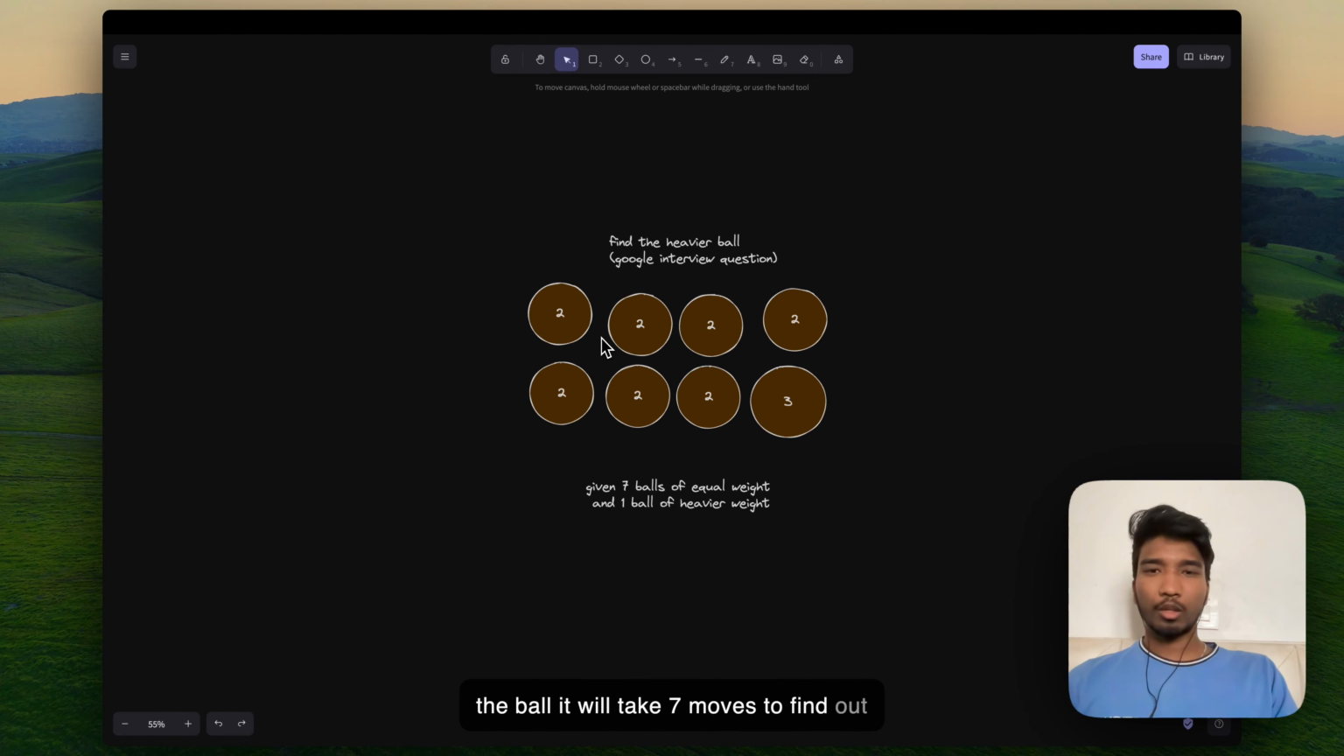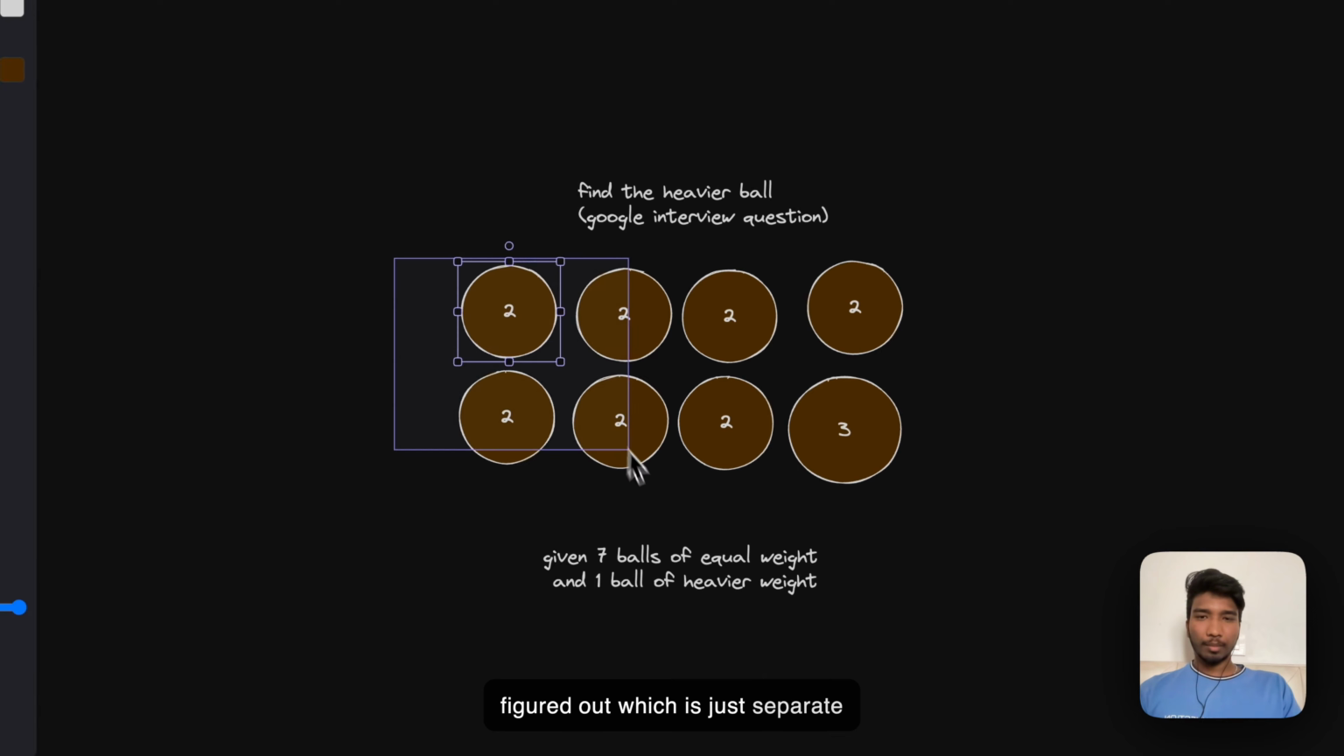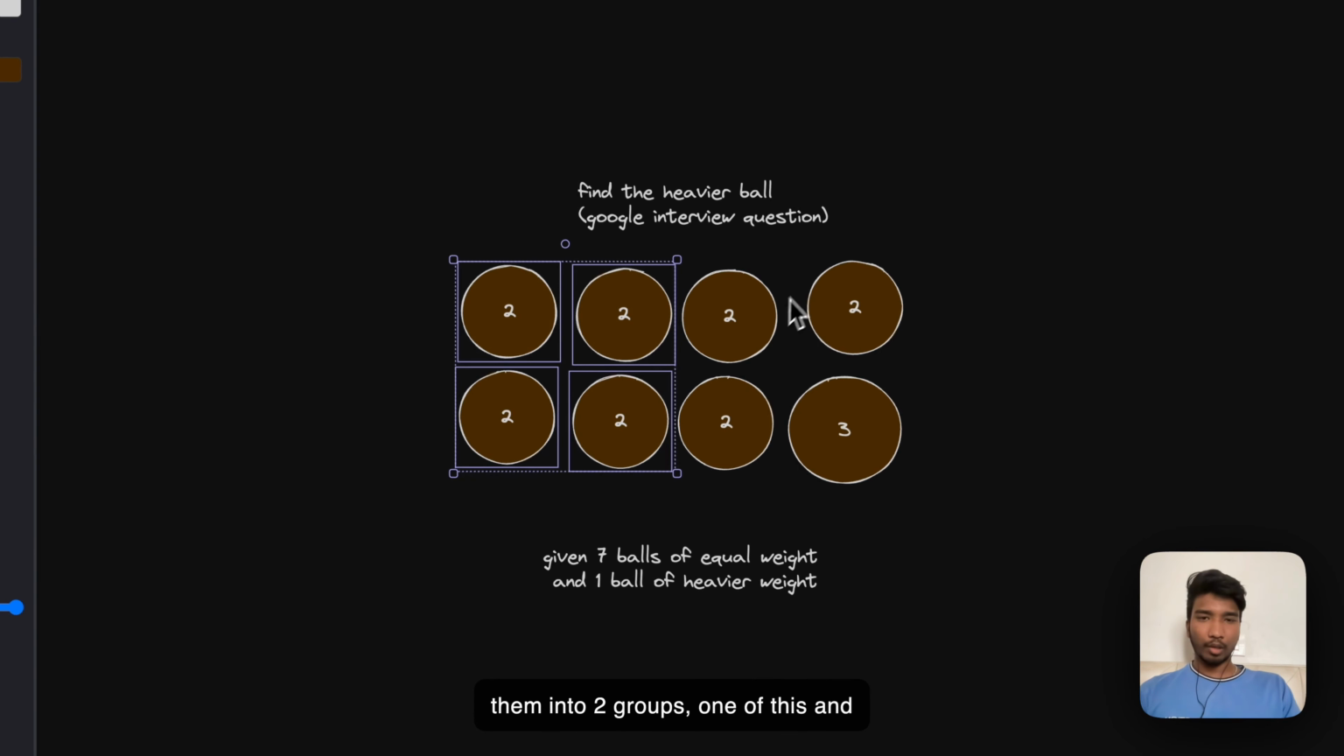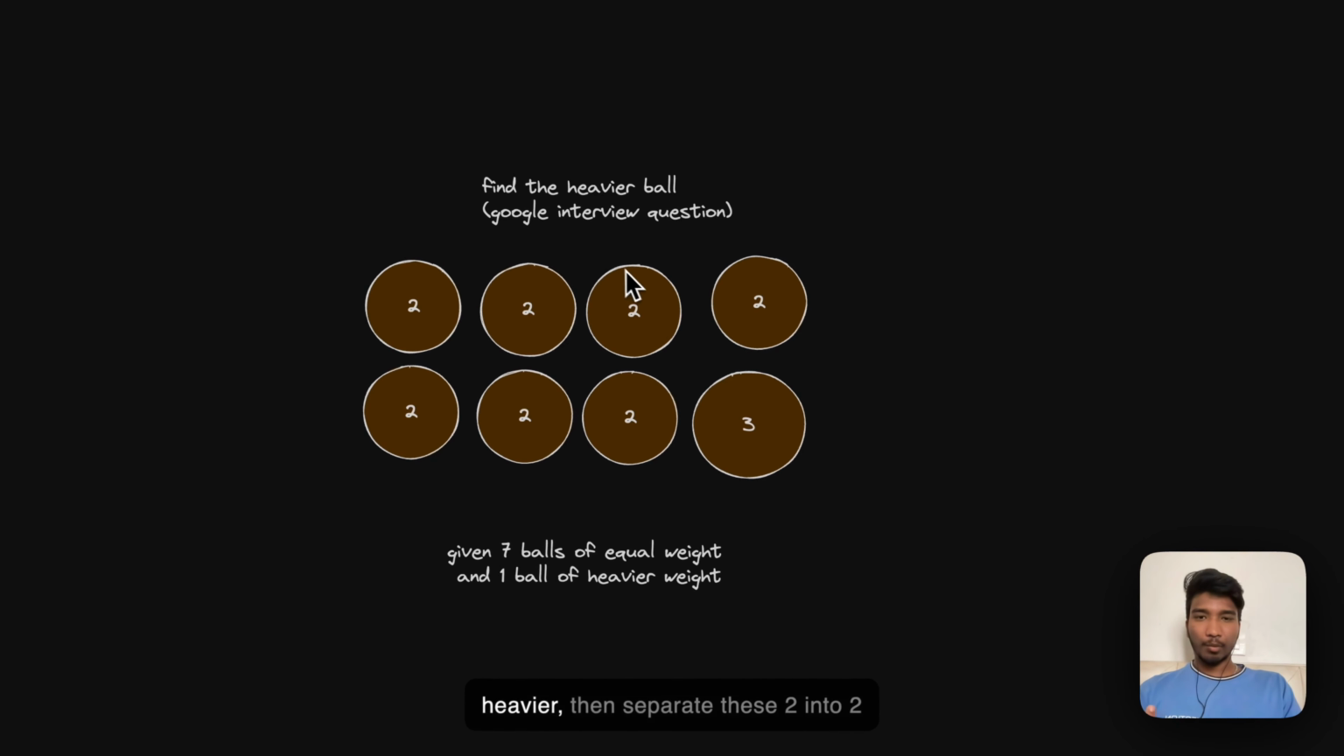The second solution, which most of you might have already figured out, is to just separate them into 2 groups, one of this and one of this, then find out which is heavier. Then separate these 2 into 2 groups, then find which is heavier. Then again separate them into 2 groups and you will find out the odd one or the heavier one. It will take 3 moves, but you can do it in just 2 moves.